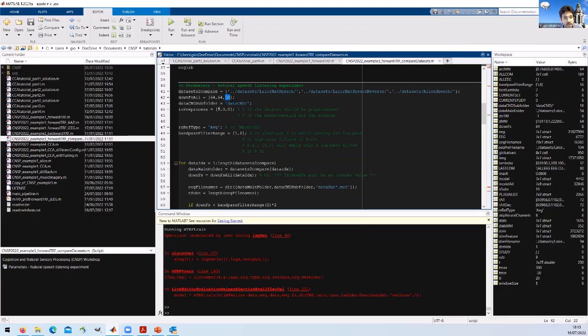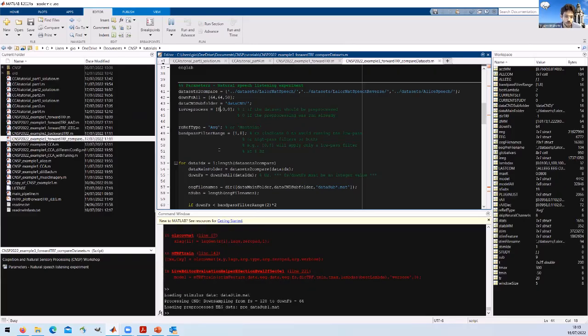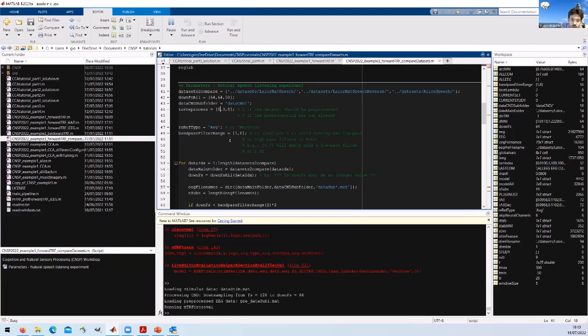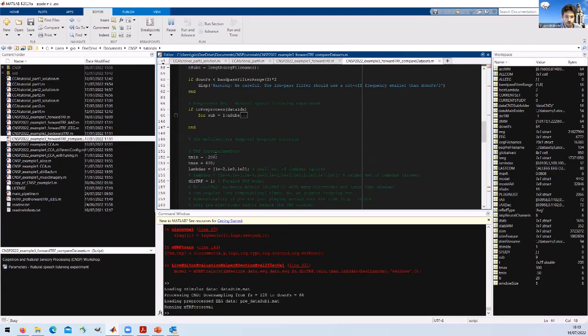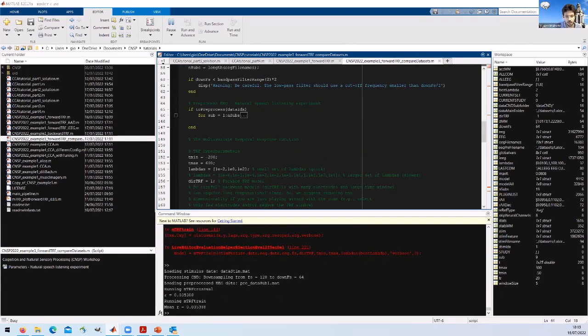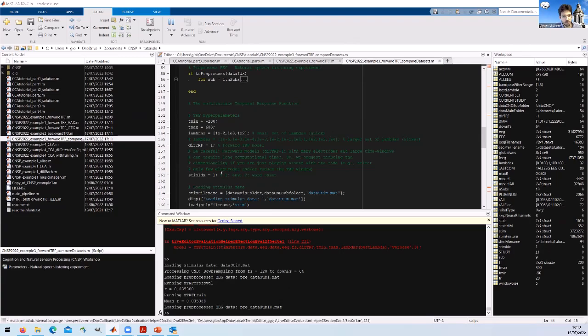And then to preprocess says if I want to preprocess this particular data set or not, so the first, the second, and third data set. And then I just run this code, and it's going to do the same thing as the forward TRF script, but it's going to do it for all data sets, and then it's going to plot them one beside the other. Of course, at the moment it's a relatively quick configuration.